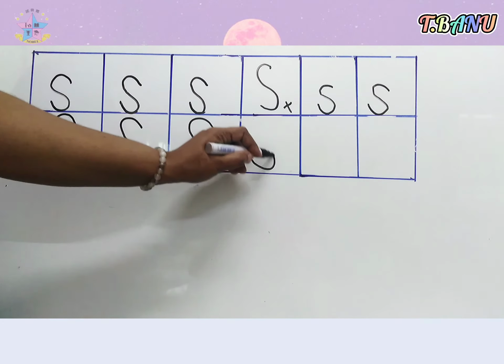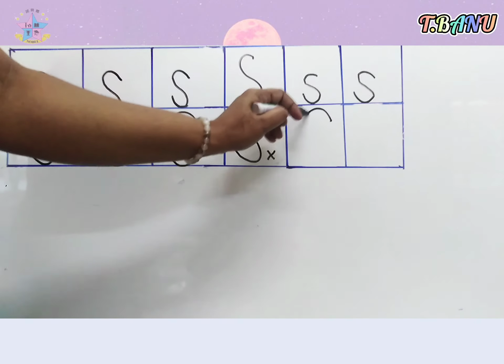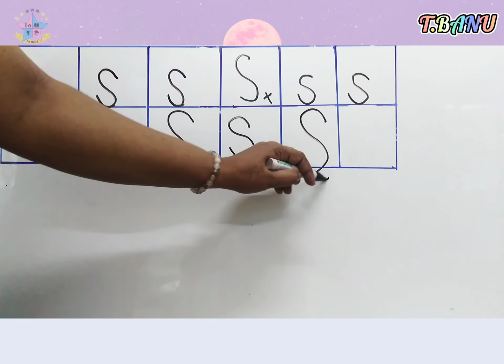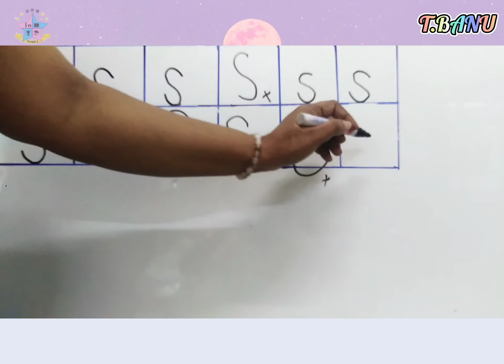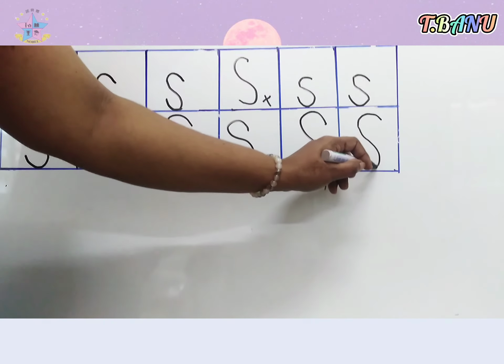Can you write like this, children? Wrong. Can you write like this, children? Wrong. You cannot come out from the line. So write the S like this. Make a curve. Slide down and go up.